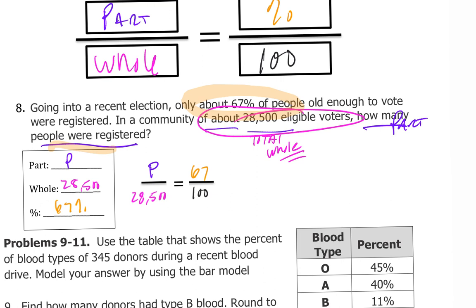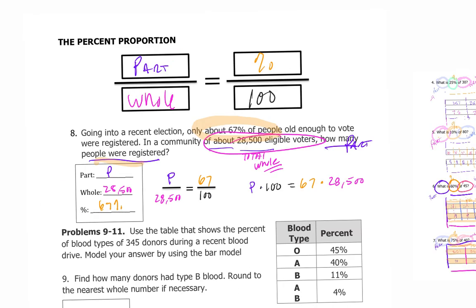Okay, so now let's look. If we do the cross product equation, write that out, okay? And then what are you going to do? You're going to divide both sides by 100. So you're going to multiply this out, and then you're going to divide this whole thing by 100, right? Because you're going to divide both sides by 100. So you're going to get that the part equals 19,095. So your answer would be, in the community, there were 19,095 registered voters.